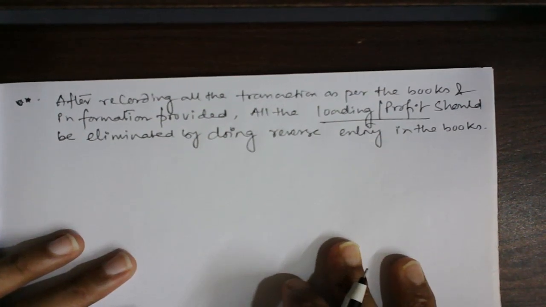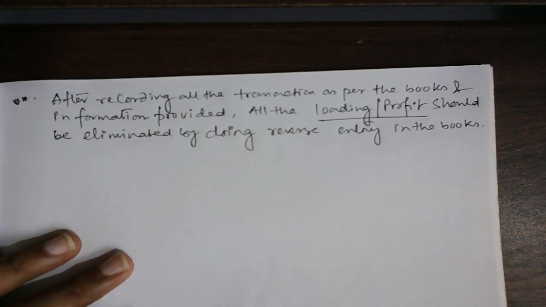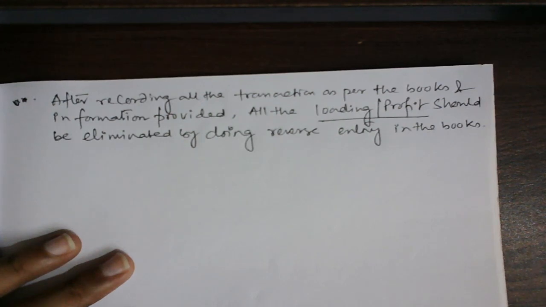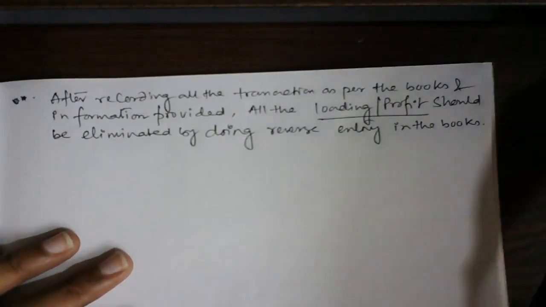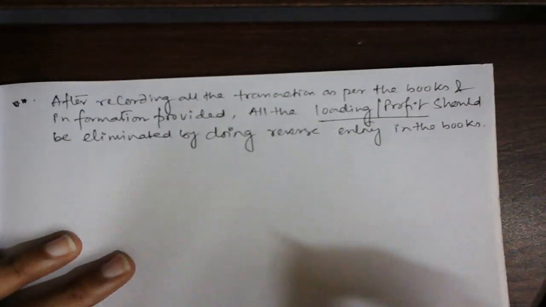So after recording all the transactions as per the books and information provided, all the loading or profit should be eliminated by doing a reverse entry in the books. Okay? So how are we going to do it? Let's dig into that part.